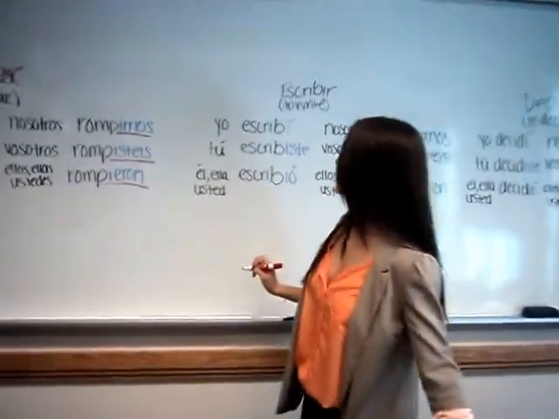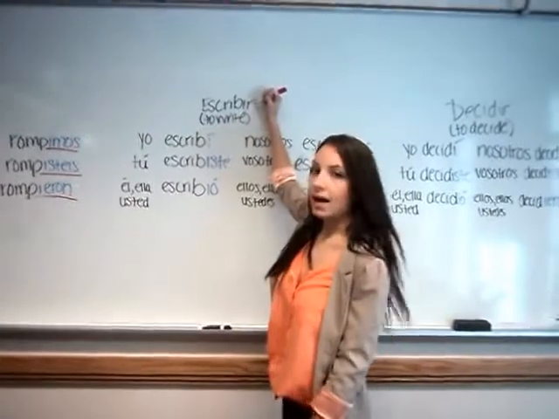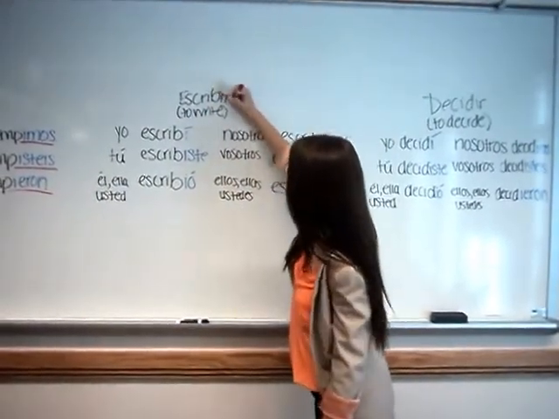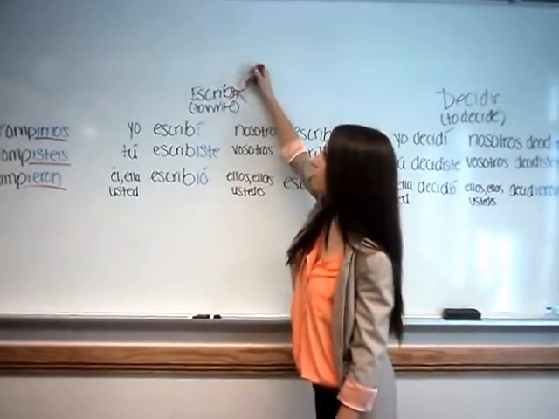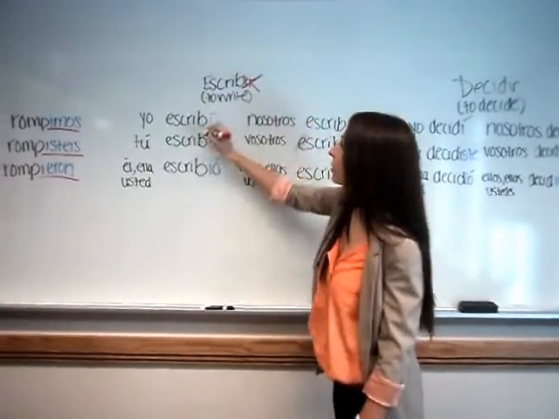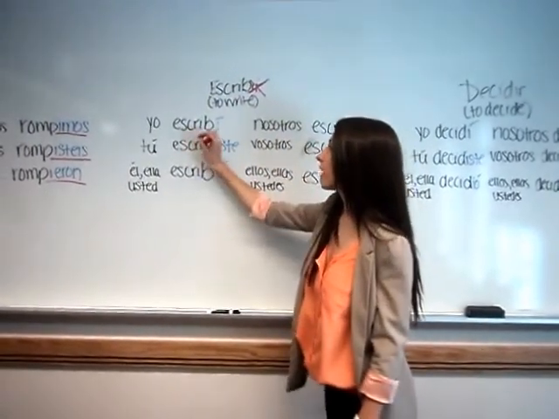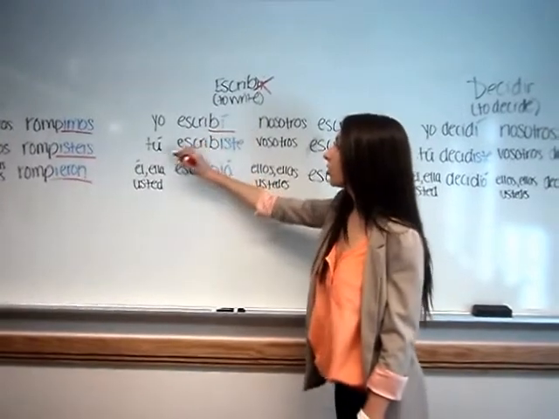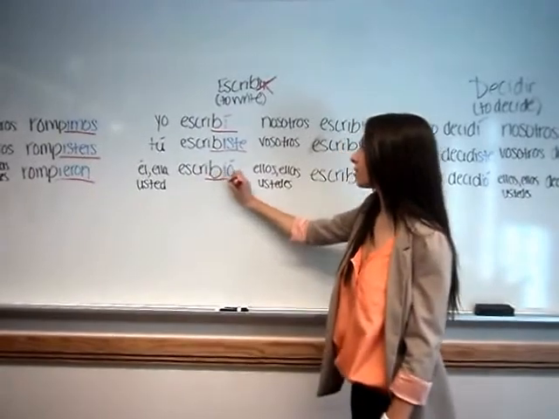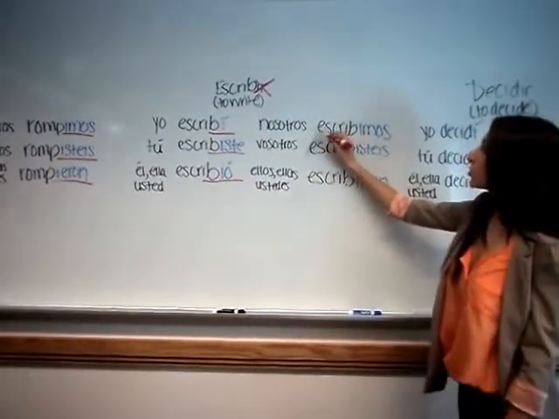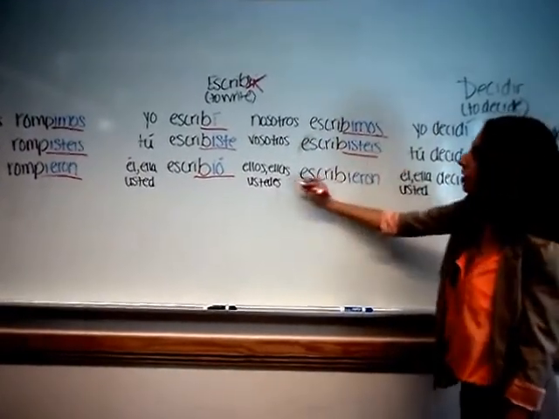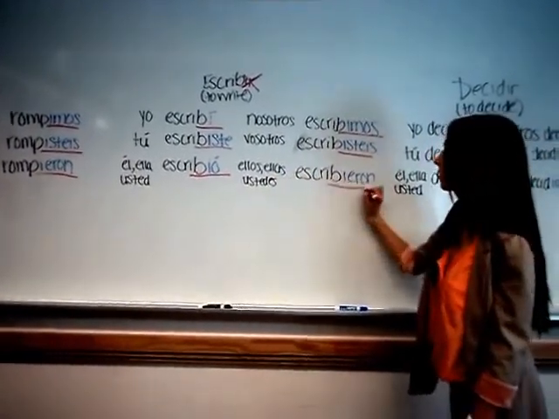So now, like we said, that the ER and IR verbs are the exact same, we can do the IR verbs as well. So we cross out this ending. The verb is escribir, which means to write. So we cross off the IR, and we add the endings again. So we have yo escribí, tú escribiste, él, ella, usted escribió, nosotros escribimos, vosotros escribisteis, y ellos, ellas, ustedes escribieron.